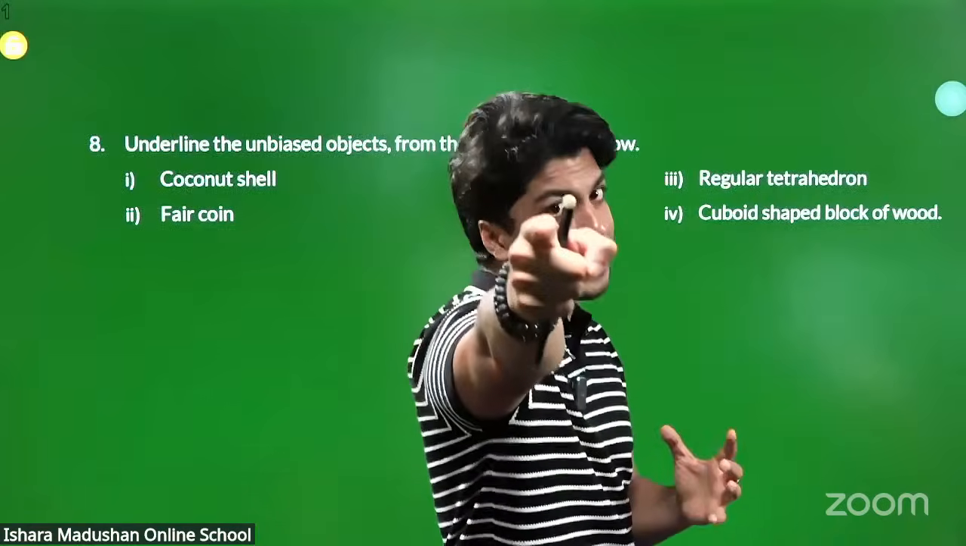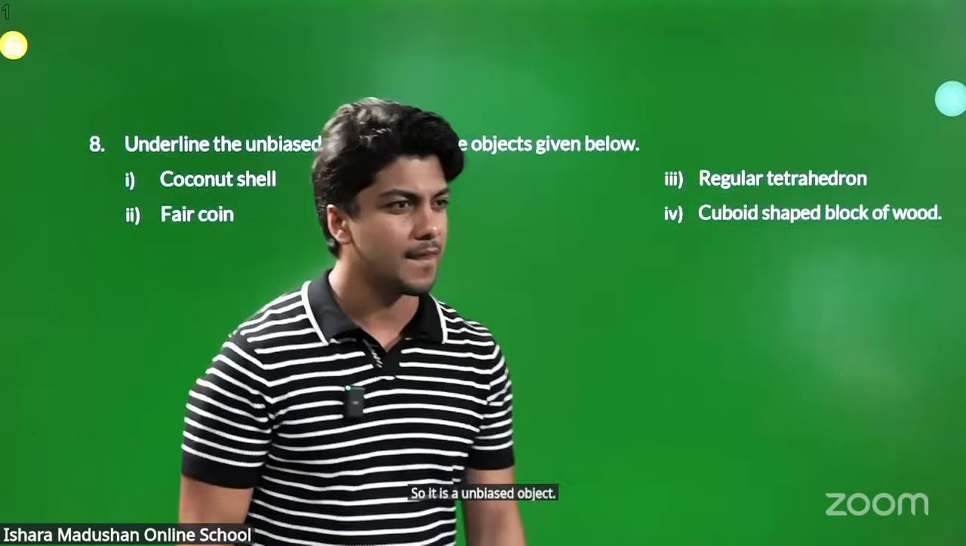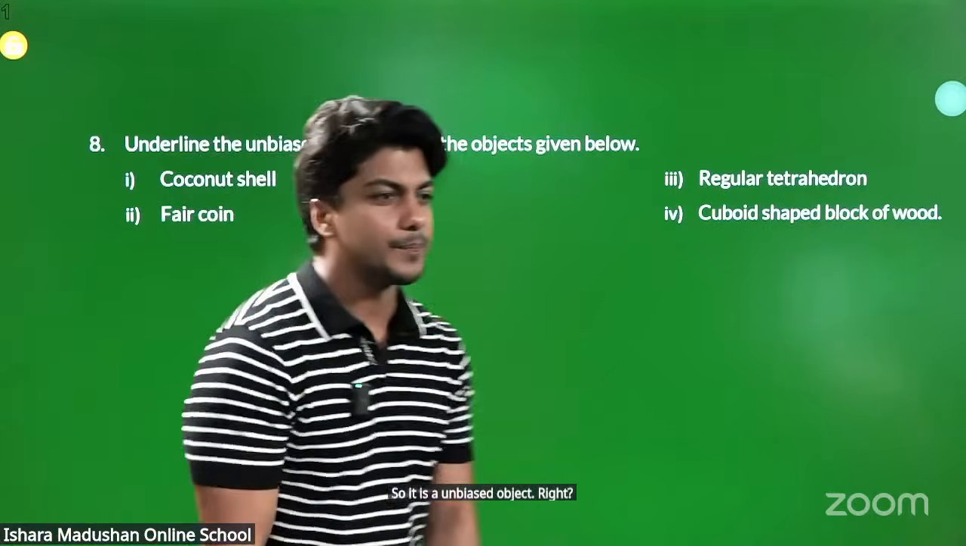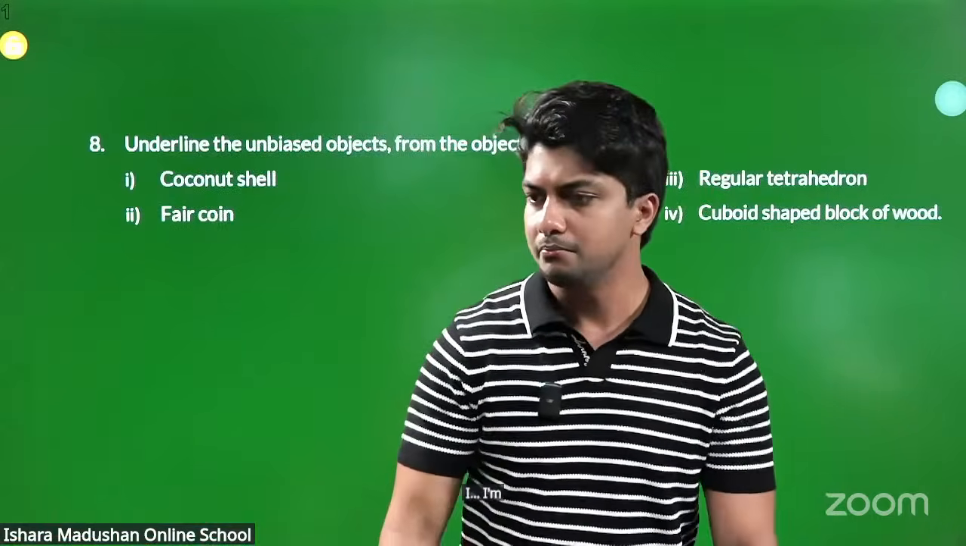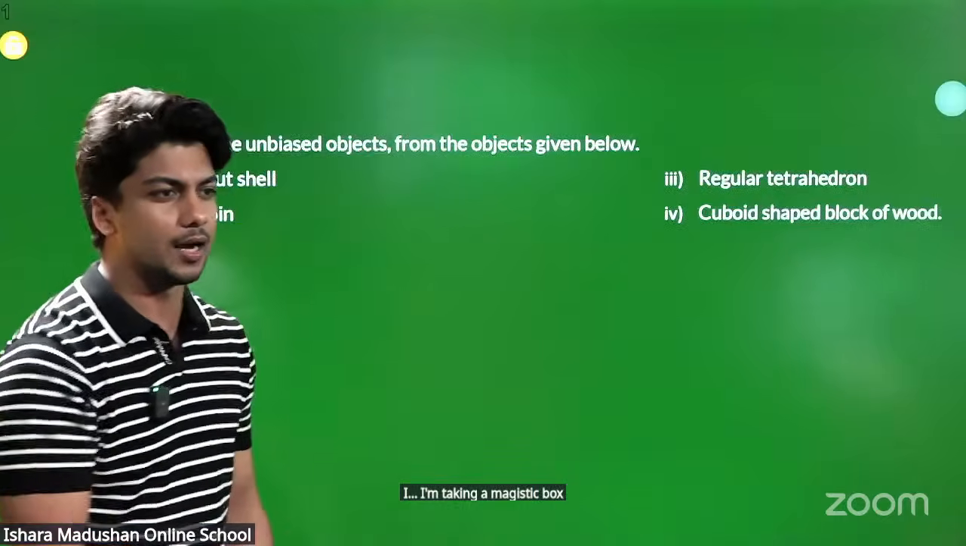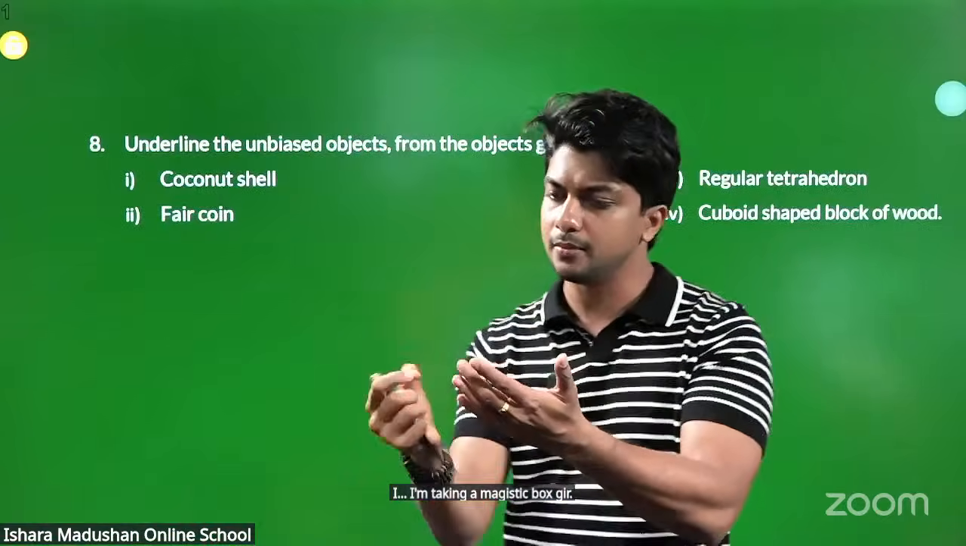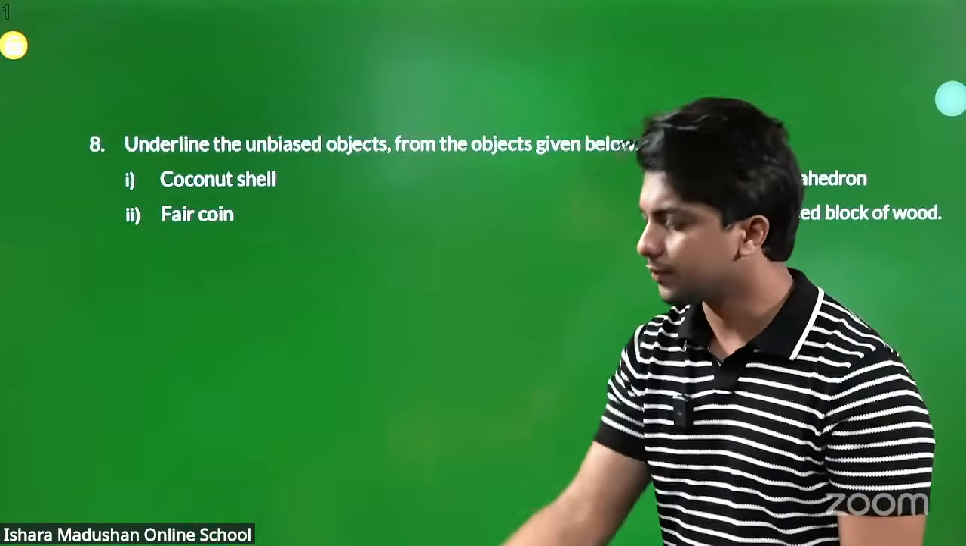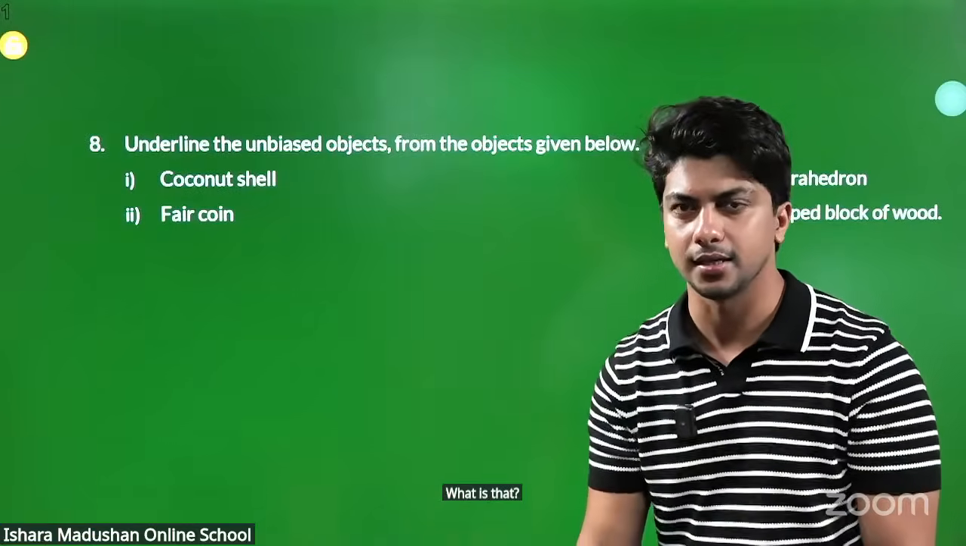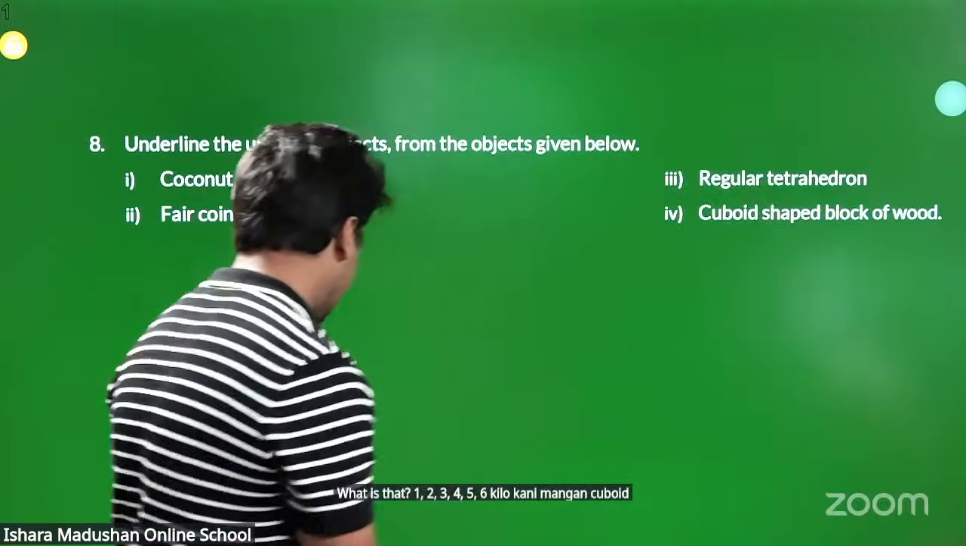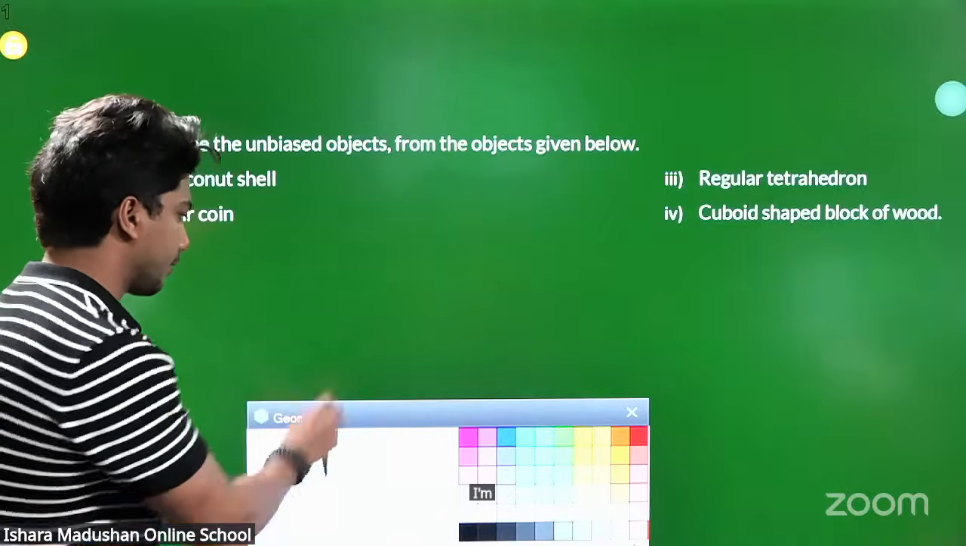So it is an unbiased object, right? Okay, I'm taking a matchstick box. ගිනි පෙට්ටියක් ගන්නවා. ගිනි පෙට්ටියේ හැම පැත්තෙම ලකුණු කරලා උඩ දානවා. 1 2 3 4 5 6 කියලා. ඒ කියන්නේ මම ගන්නවා cuboid එකක්. හරි. I'm taking a cuboid.